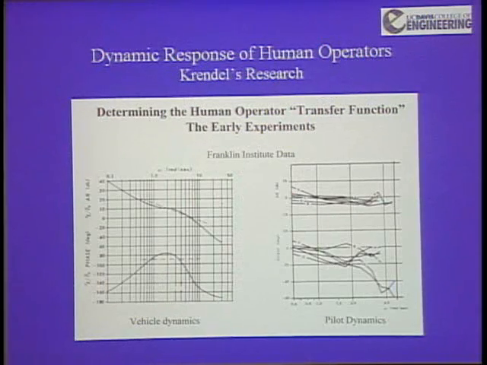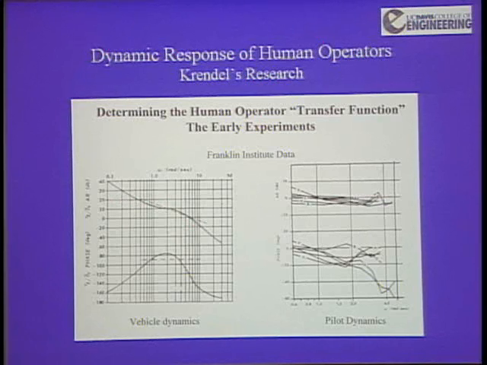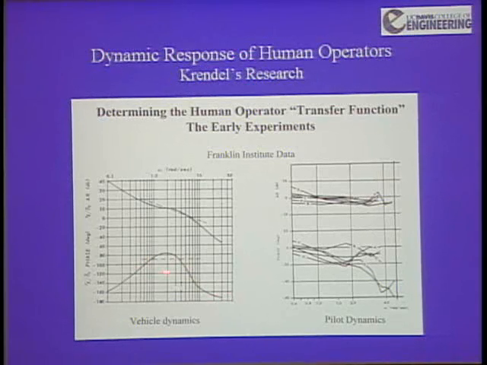Here are some of Crendell's measurements. Here is the so-called loop transmission. It's the Bode diagram of the product of the operator's, the pilot's, transfer function and the vehicle. And I can draw another line through there, and that line has about a slope of minus 20 dB per decade. The phase is doing something strange. It's falling off rapidly here. You should see something at minus 90 degrees all the way.